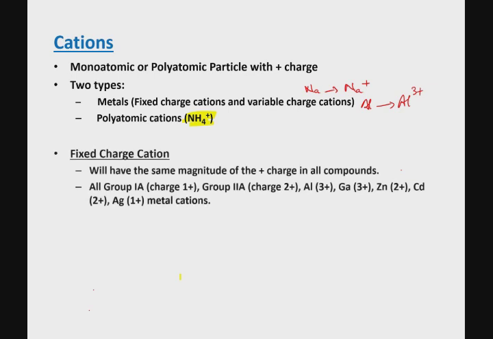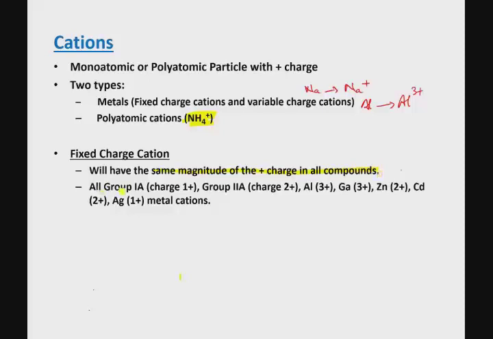Cations will fall under two different categories for the purpose of naming. The first category is called the fixed charge cations. These are cations whose charge, the magnitude of the positive charge, never changes. The magnitude of the positive charge is the same in all compounds where this cation exists. These you need to know. You need to know which metals in the periodic table will make fixed charge cations, and therefore you will be able to predict the magnitude of the positive charge on those cations.